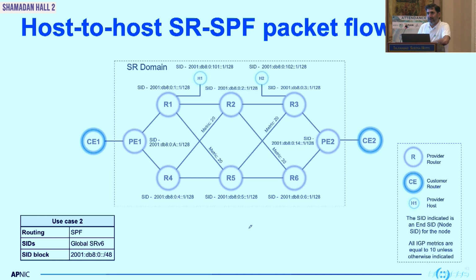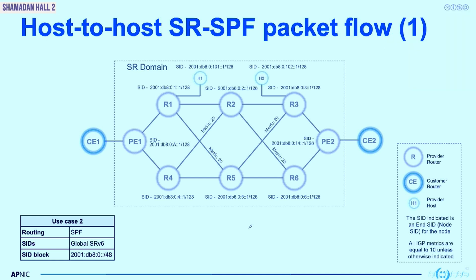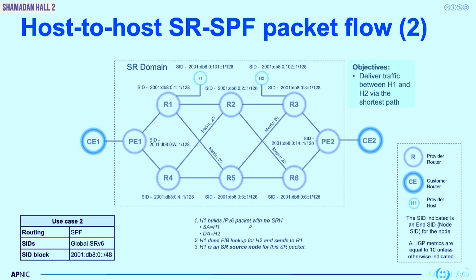The second is host to host communication using the shortest path first. So in that case, what will happen? Do we need SRH in that case? Because there is no traffic engineering requirement, we do not need to put the SRH. We can just put the source and destination address. So it will build the IPv6 packet without the segment routing header, just an IPv6 packet without any extension header and with the payload. There could be an extension header like for TCP or UDP, but not for the segment routing header.